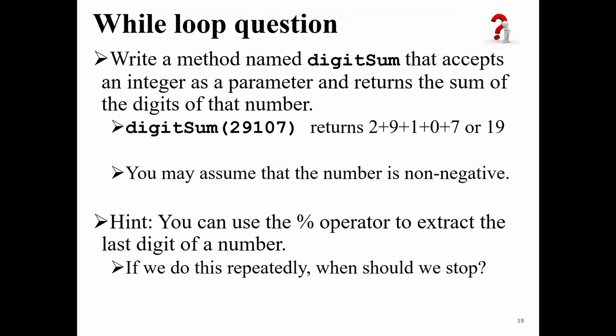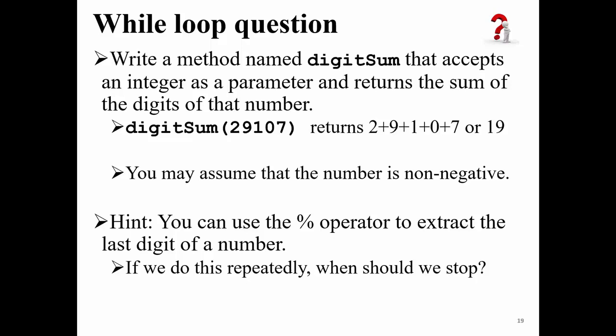Now, this is a good scenario for a question that you might see on the lab test too. We need to write a method. The name of this method is digitSum. It accepts an integer, so it takes only an integer as a parameter, and returns the sum of digits of that parameter. An example is given to you: digitSum of 29,107, and we need to return the digit sum of this integer.